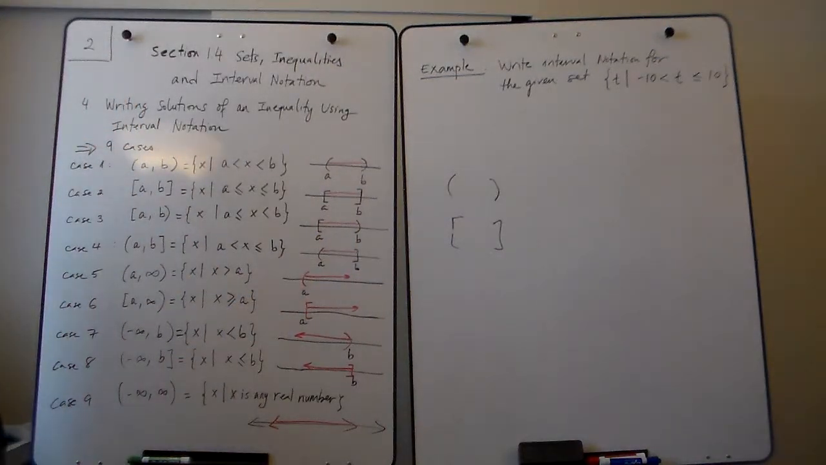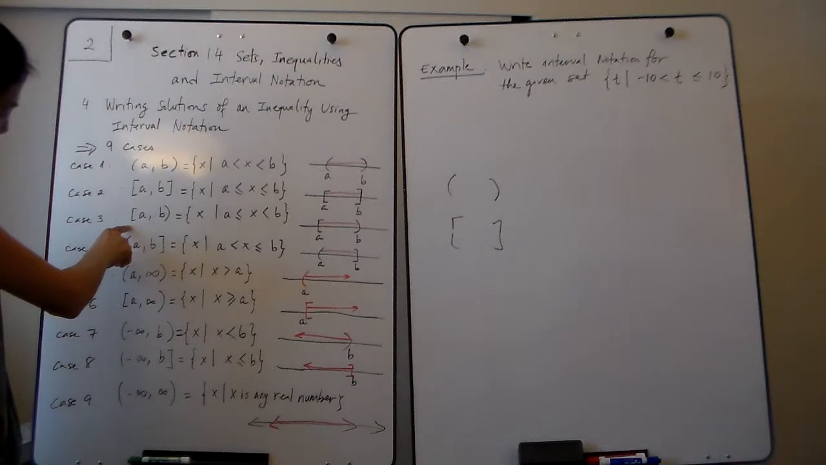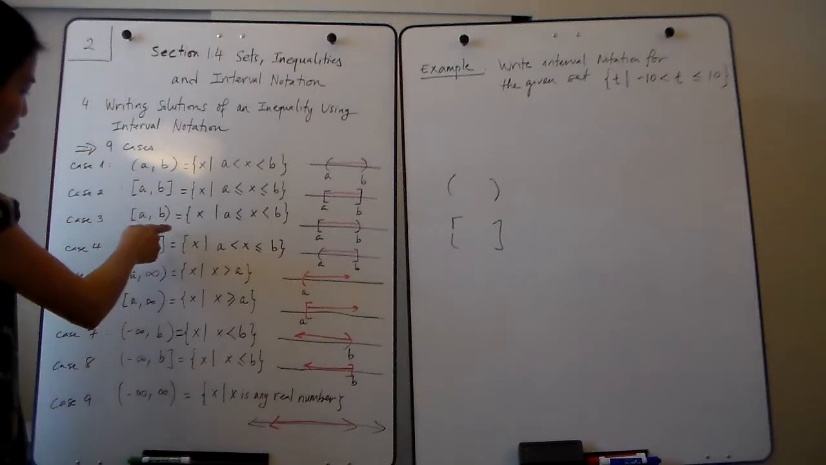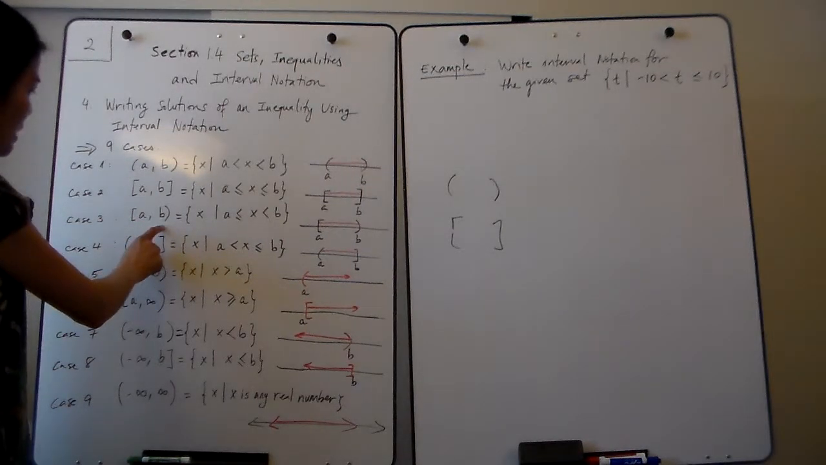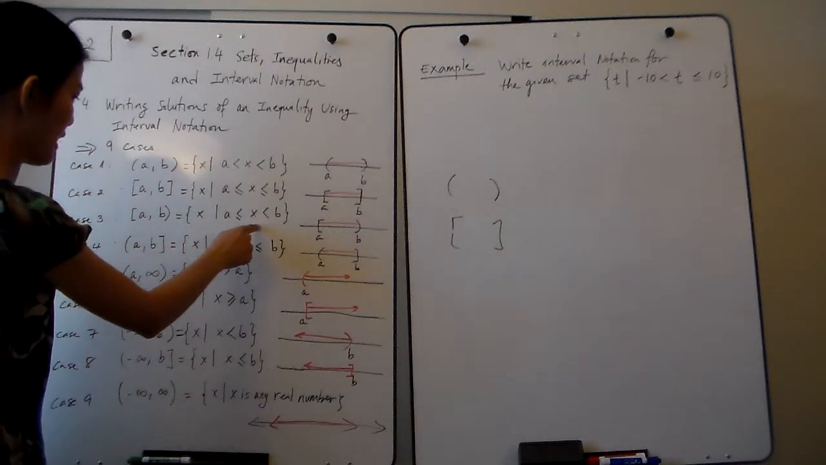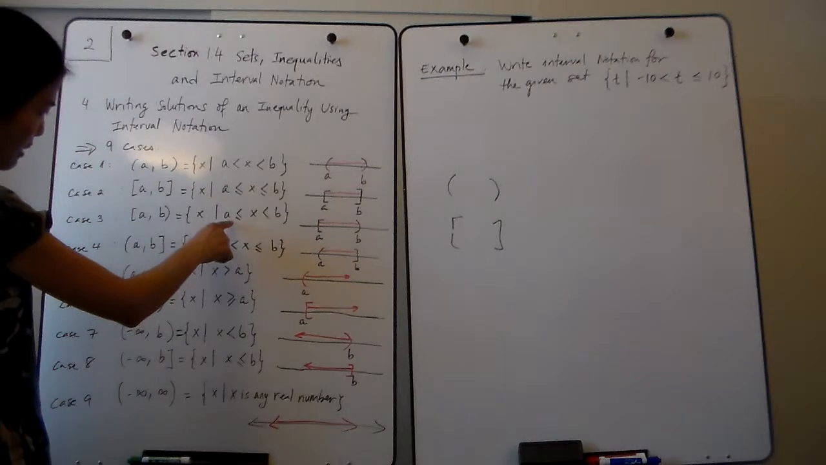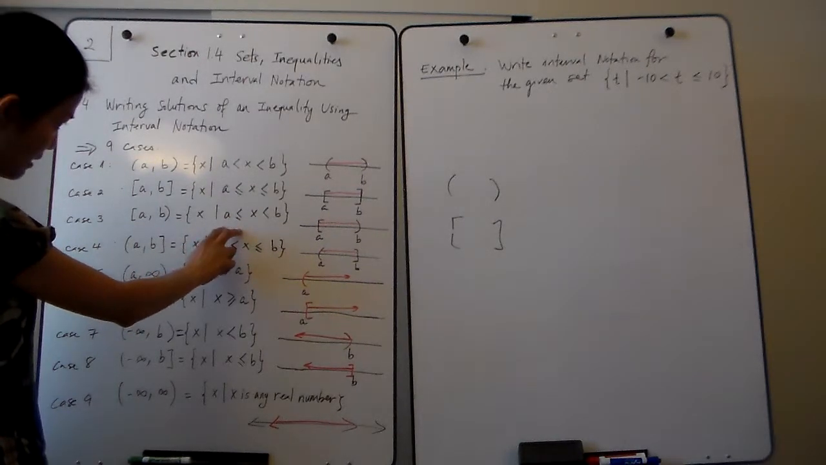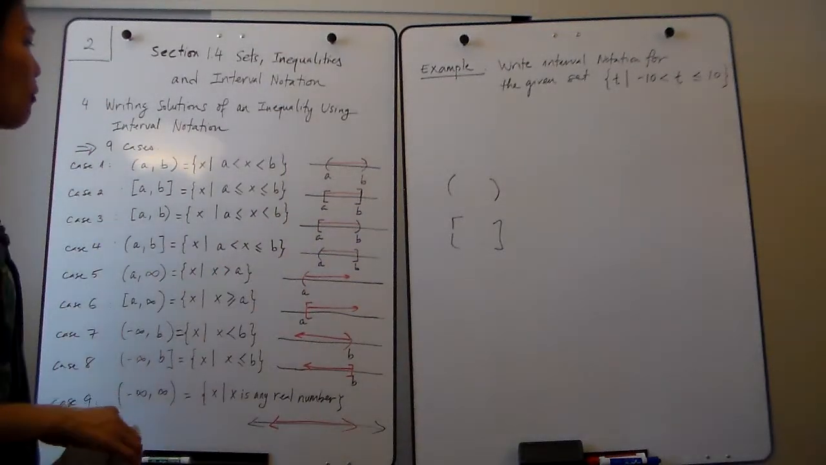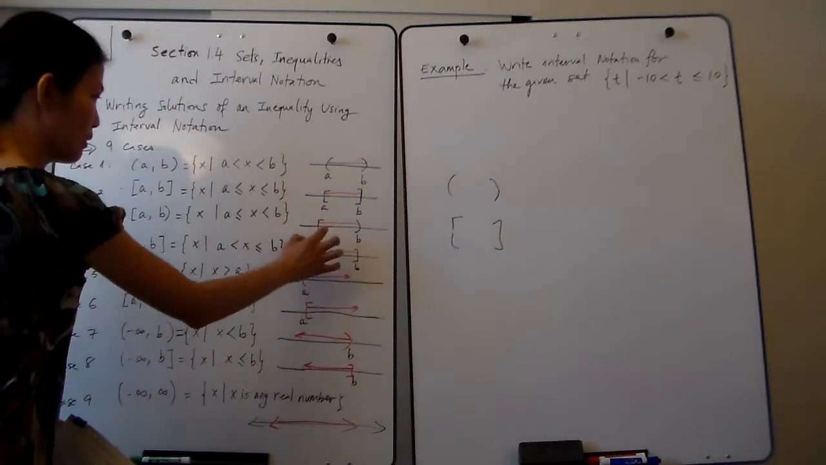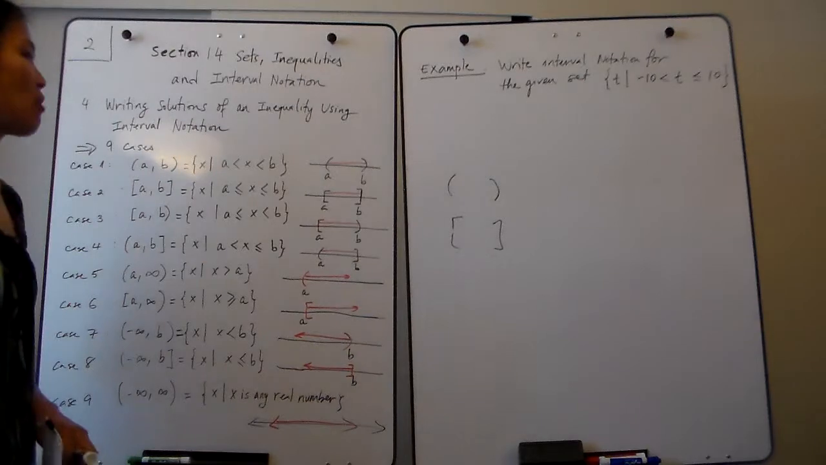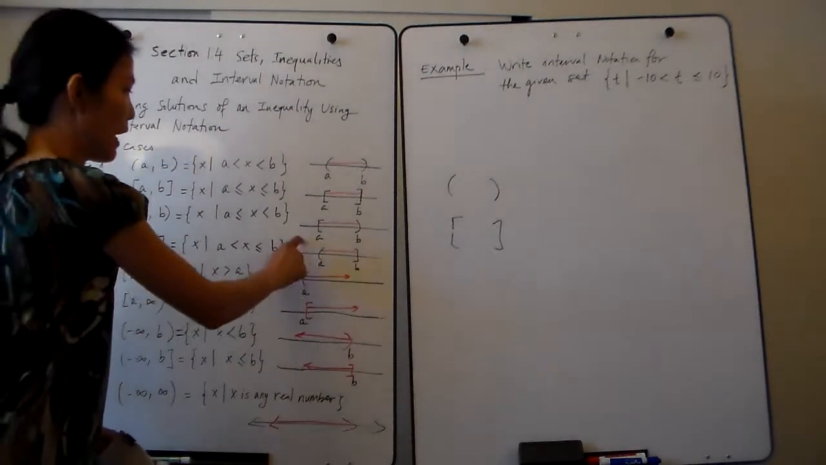Case 3, the left hand side is the bracket, so we include this endpoint A, and the right hand side is a parenthesis, so we don't include the endpoint B. So the solutions are any real number x between the endpoint A, including it, and B, but not including the endpoint B. So here the graph, left A bracket, right B parenthesis. Solutions are any real numbers between A and B.